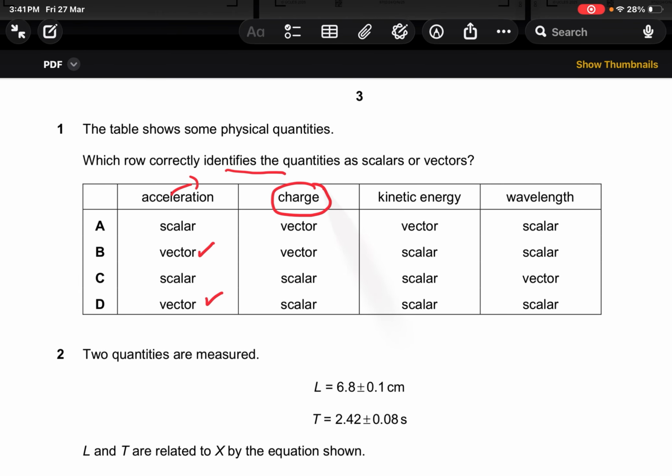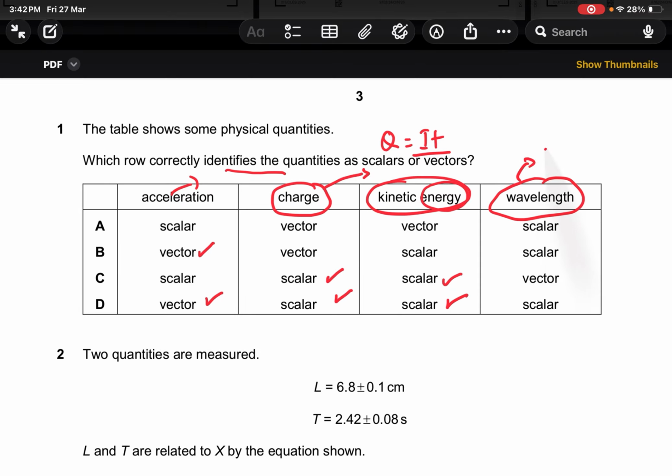Charge is basically current. Q equals I T, so charge is current into time, and we know that charge is a scalar quantity because charge has no direction. Then we have kinetic energy. We know that all types of energies are scalar quantities. Energies are never vectors, they're scalars. Then we have wavelength. We know wavelength is basically a length, and length is a scalar quantity. So this is the correct answer.